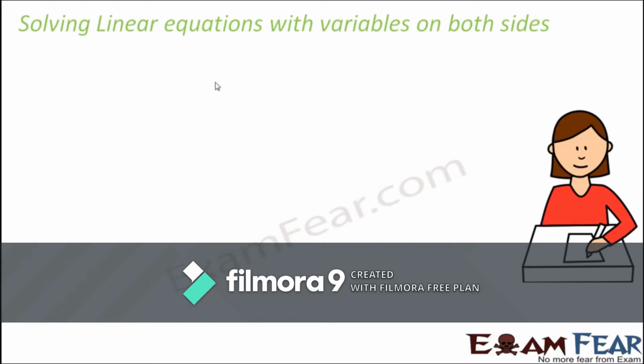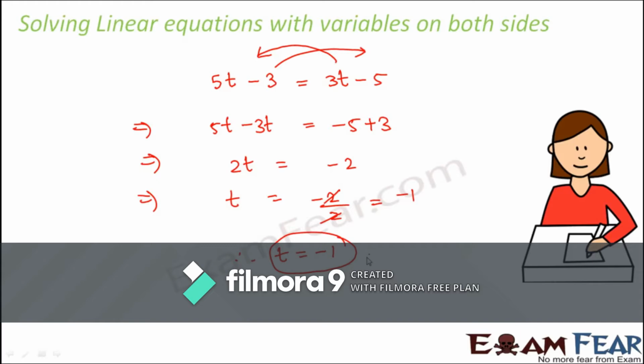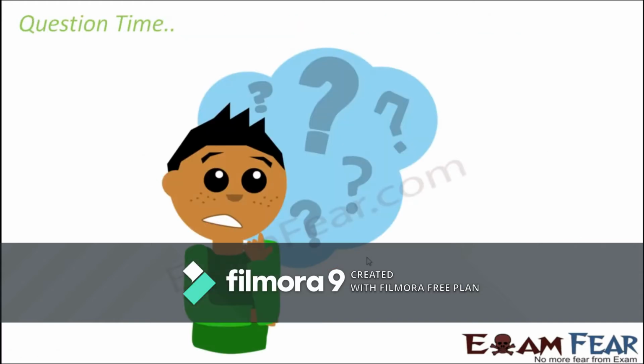So let us look at some other examples. Let's say you have an equation 5t minus 3 is equal to 3t minus 5. Here also we will send the variable here, we will send the constant here. So we get 5t minus 3t is equal to minus 5 plus 3. Or we can say 2t is equal to minus 2. Or we can say t is equal to minus 2 divided by 2, or this is equal to minus 1. Therefore t is equal to minus 1 is a solution for this equation.